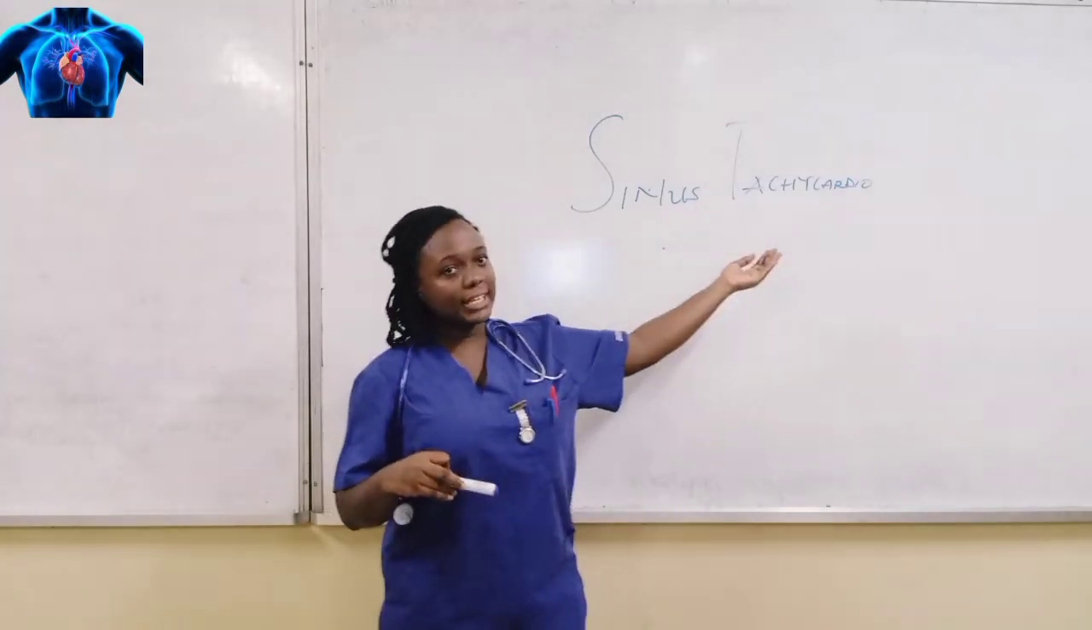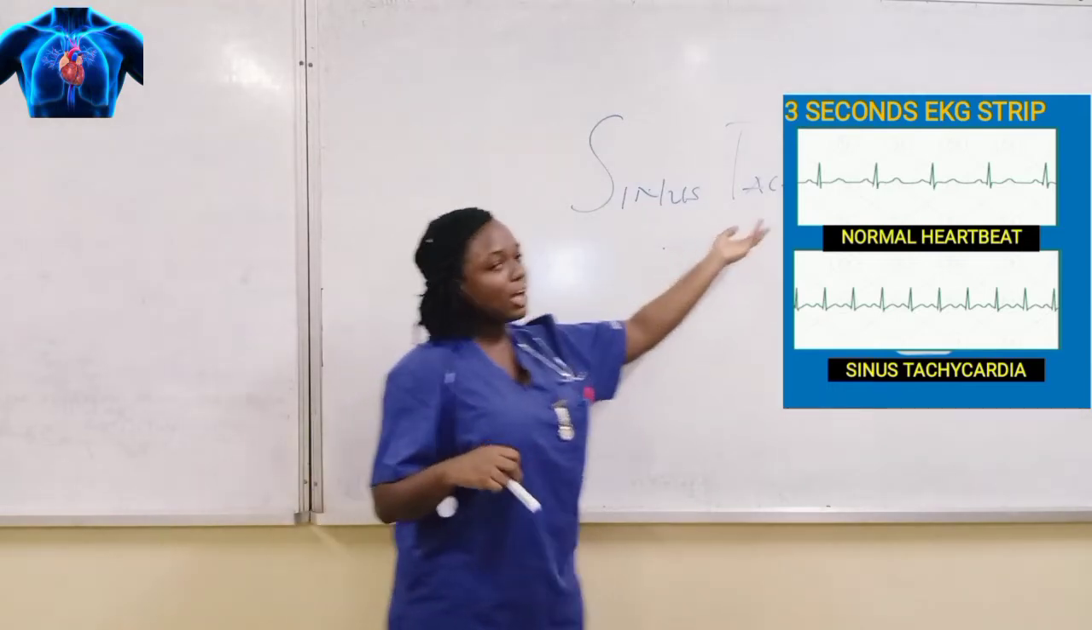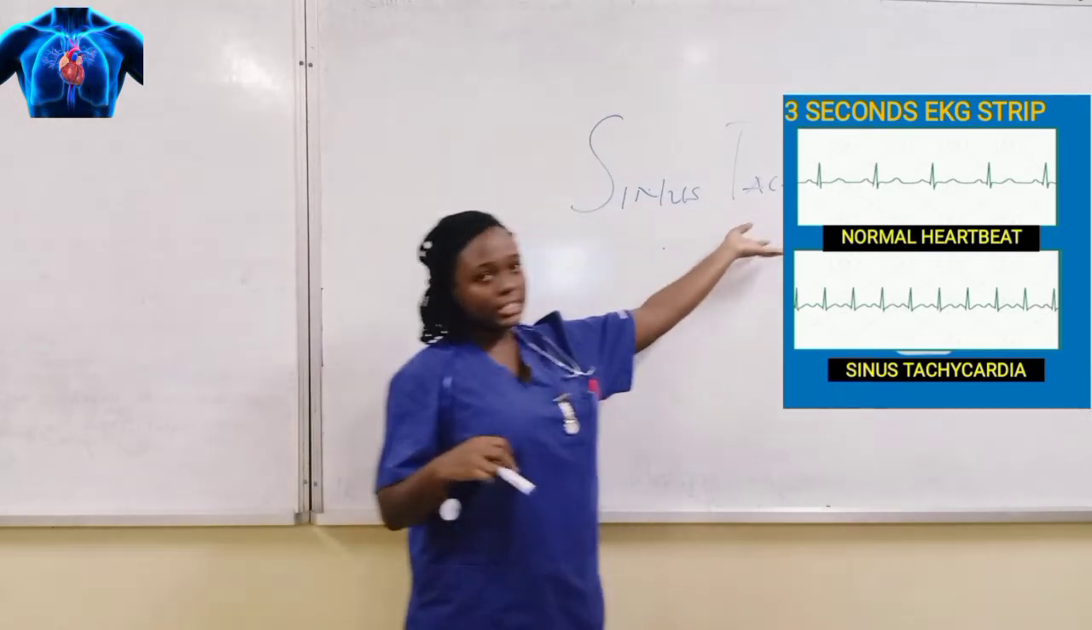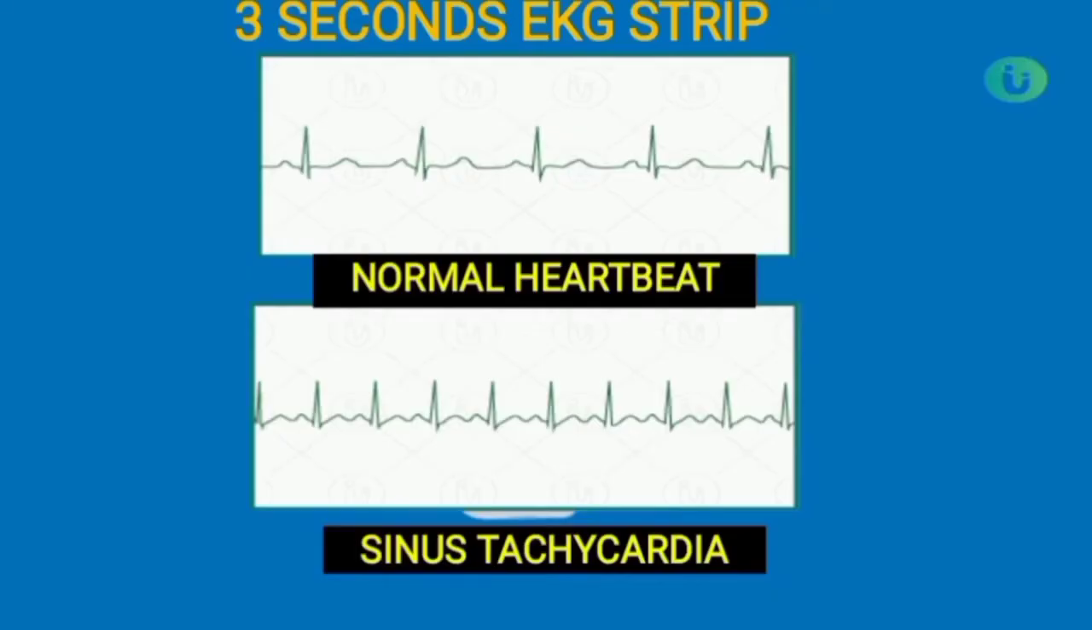Okay, let's look at the 3 second EKG strip. The first one is the normal heartbeat. The 3 second EKG strip has 5 QRS waves, so you multiply by 10. So imagine it's a 6 second EKG strip, so this 5 multiplied by 2 is 10. 10 times 10 is 100. So you realize that it's within normal range. That is the normal heartbeat, 100 beats per minute.